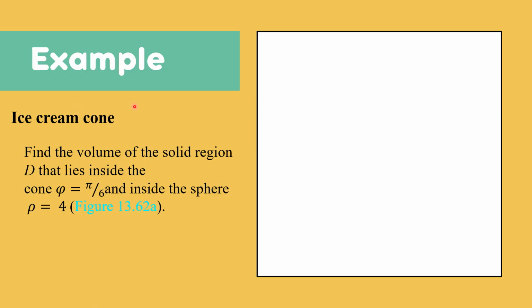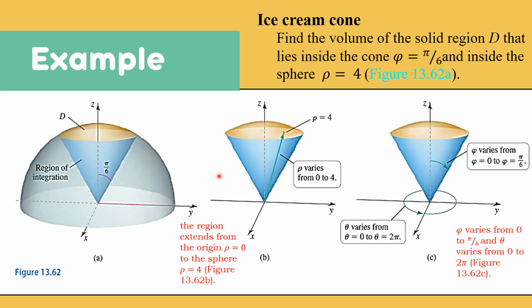So having another example for a triple integral in spherical coordinates, we have the ice cream cone example. Find the volume of the solid region D that lies inside the cone given by the equation phi equals pi over 6, and inside the sphere rho equals 4. So let's look at figure 13.62.